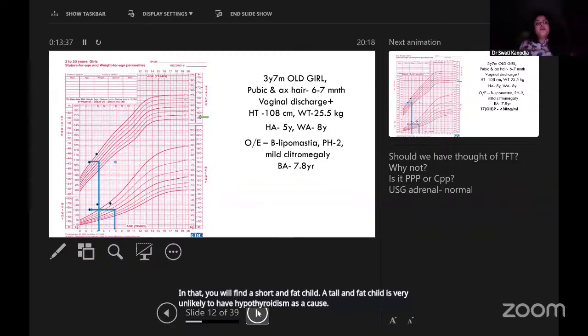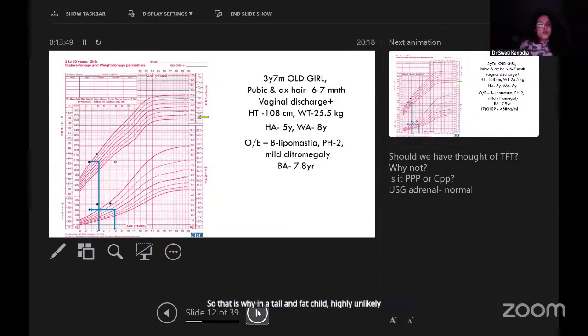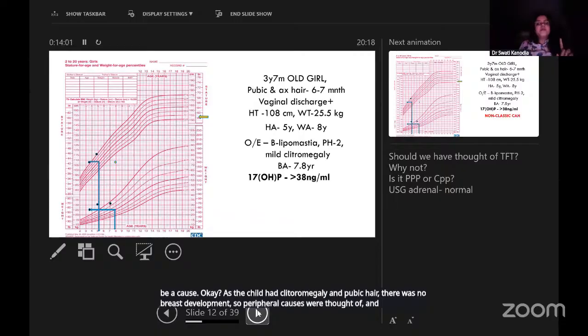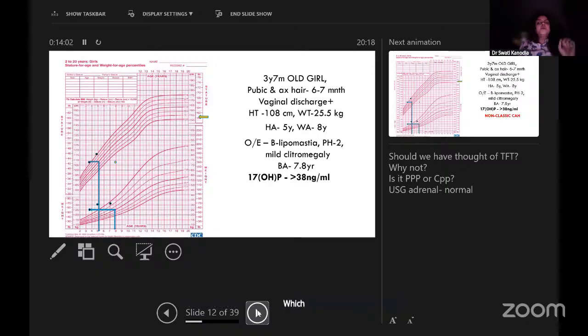Because hypothyroidism, if it is very chronic, the TSH levels are very, very high, it is going to restrict the physical growth of the child. So that is why in a tall and fat child, it is highly unlikely that hypothyroidism can be a cause. Okay. As the child had clitoromegaly and pubic hair, there was no breast development. So peripheral causes were thought of and 17-hydroxyprogesterone levels were done, which were high, because 17-OHP more than 2 nanogram per ml is abnormal and should be investigated.